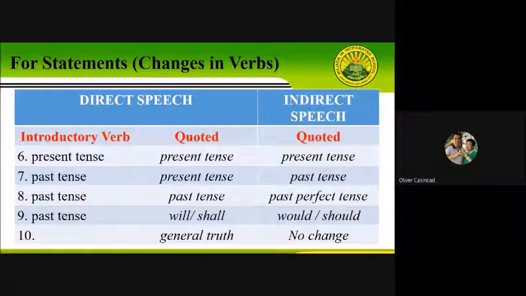And last, rule number 10 for statements, if your quoted part expresses general truth, universal truth, fact, or habitual actions, there will be no change in the verb. Whatever the verb used, most probably the verb is in the present tense, so that would also be in the present tense when you are going to change it into indirect.